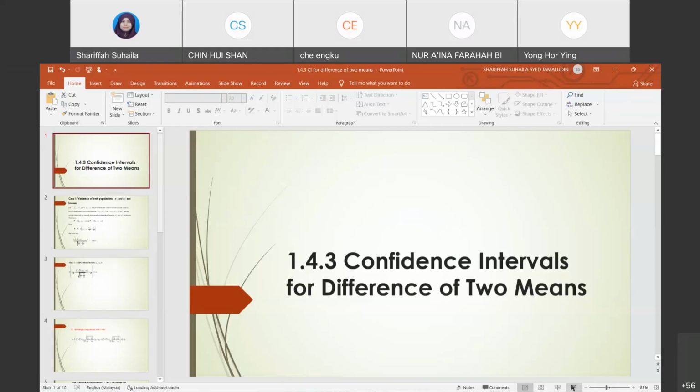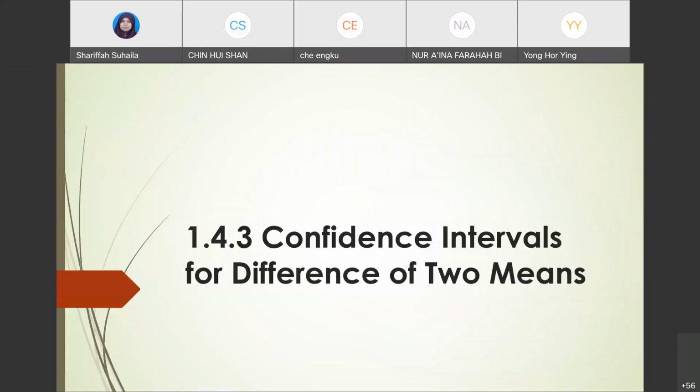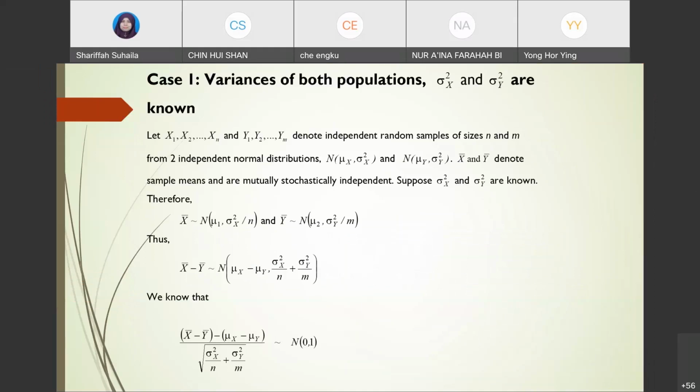Confidence interval for the difference between two means. We already discussed the confidence interval for a single population mean in our last class. There you have three cases to consider. Either your sigma square is known, and then we have the case of a large sample size, greater than 30.